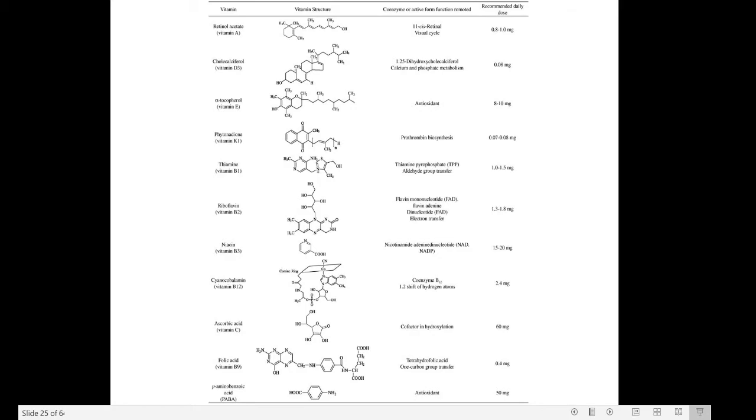Among the vitamins, vitamin A is involved in the 11-cis retinal visual cycle. The role of vitamin A is the retinal visual cycle. Vitamin A is also called retinyl acetate.